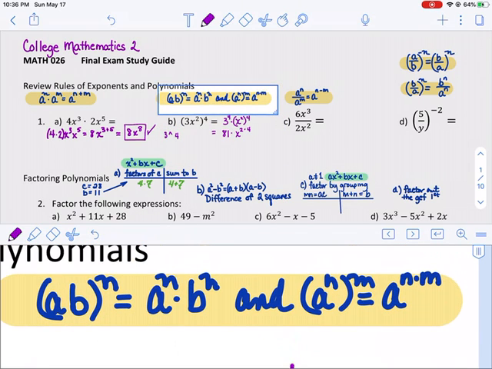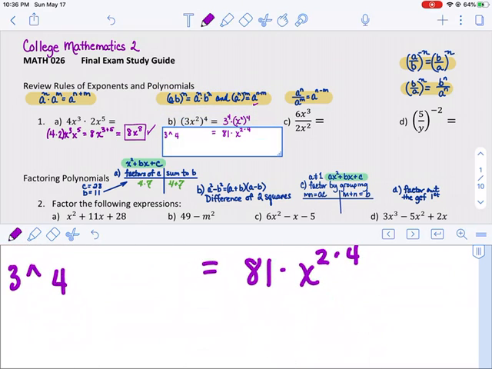So then we get times x to the 2 times 4 power. And the rule that I'm using for that one is the second one here. And so then I get 81x to the 8th power. And there's my answer.